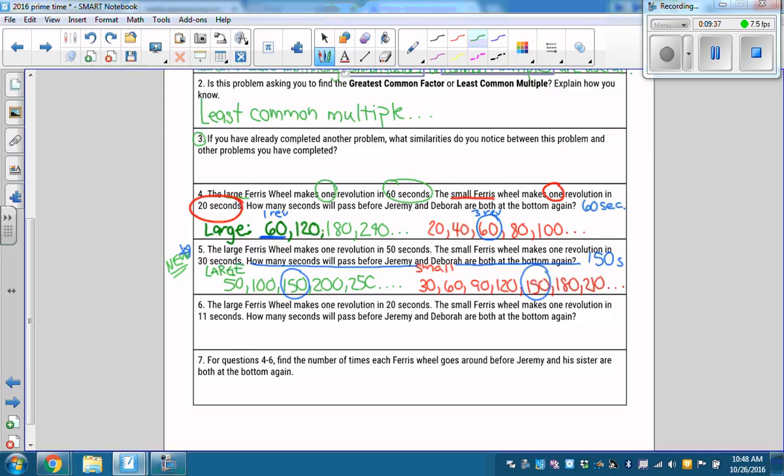So if we look at question 6, it's a similar problem. And you can come back if you haven't finished that tomorrow and begin class with that. Between this Ferris wheel problem and the bagging snacks problem, you should have a good idea of how to start your homework.